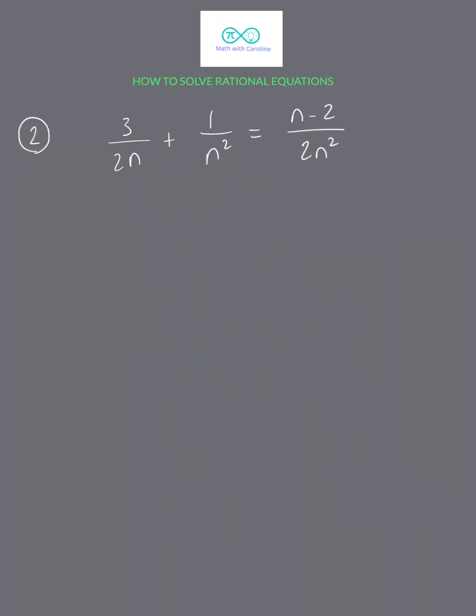Here's our second example. Now this one is different from the first one because we do have two fractions that are added here, so we cannot cross multiply, because this would need to be one fraction in order to cross multiply. Now we can see that our denominator here is 2n, and then this denominator is n squared, and this denominator is 2n squared. So we're going to find our least common denominator, and that would be 2n squared. So if we multiply this fraction here by n over n, and this fraction here by 2 over 2, then we can have the same denominator in each fraction.